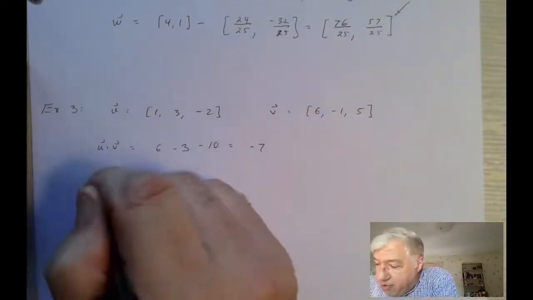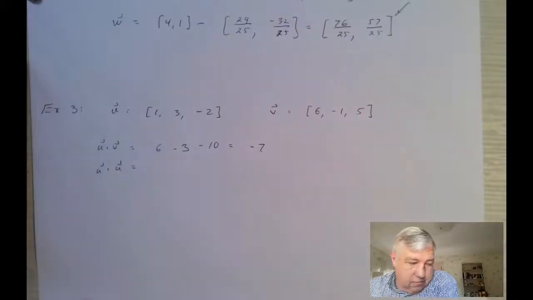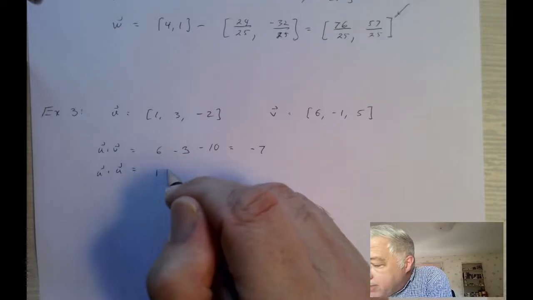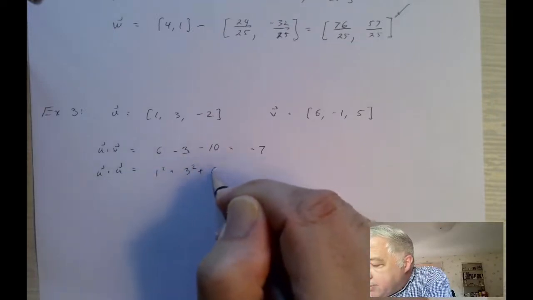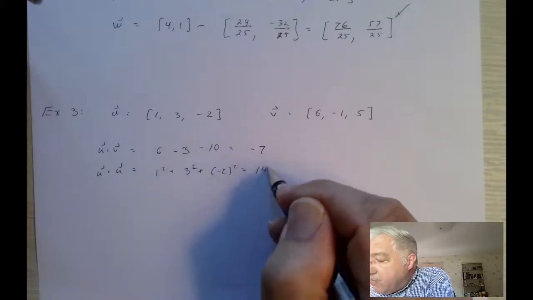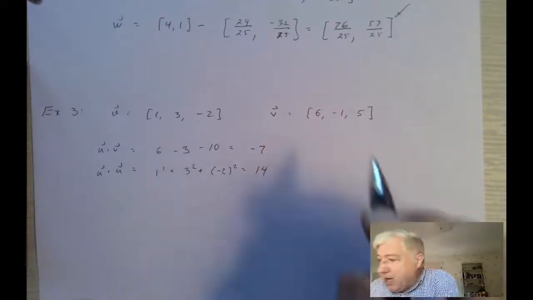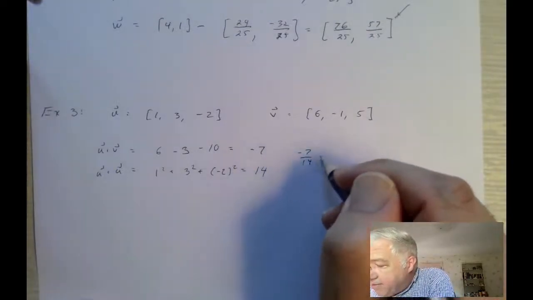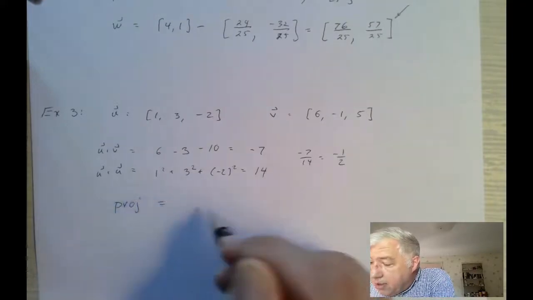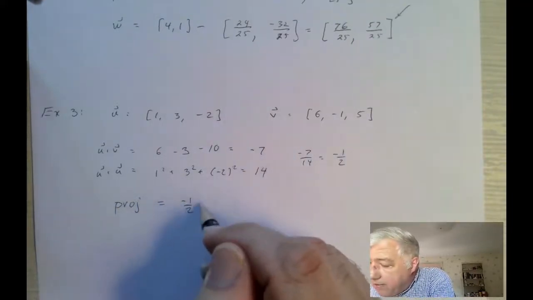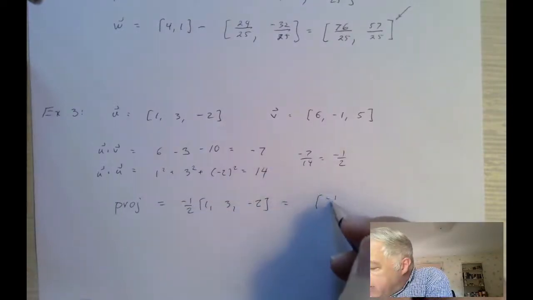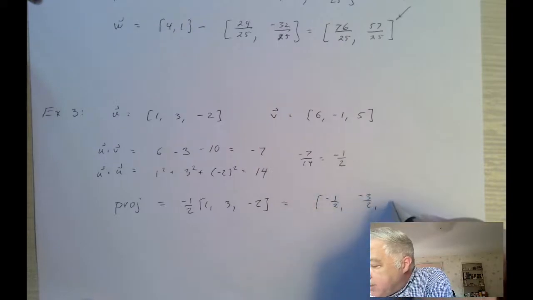And then U dot U is going to be 14, right? Because we get 1 squared plus 3 squared plus negative 2 squared, which is 1 plus 9 plus 4. That's 14, right? That helps out a little bit because negative 7/14 reduces to negative 1/2. So our projection is going to be negative 1/2 times 1, 3, negative 2, or negative 1/2, negative 3/2, positive 1.